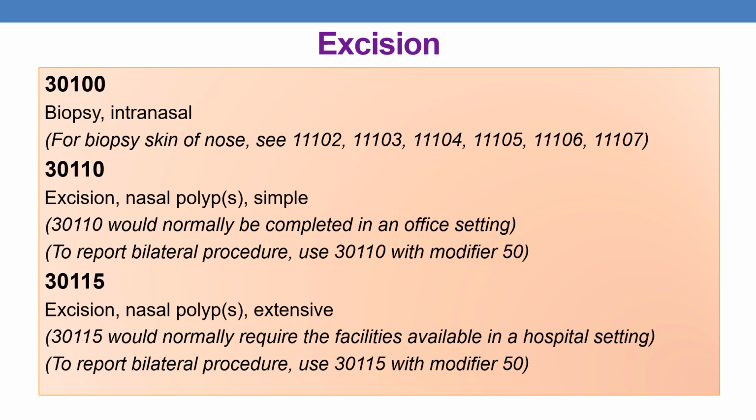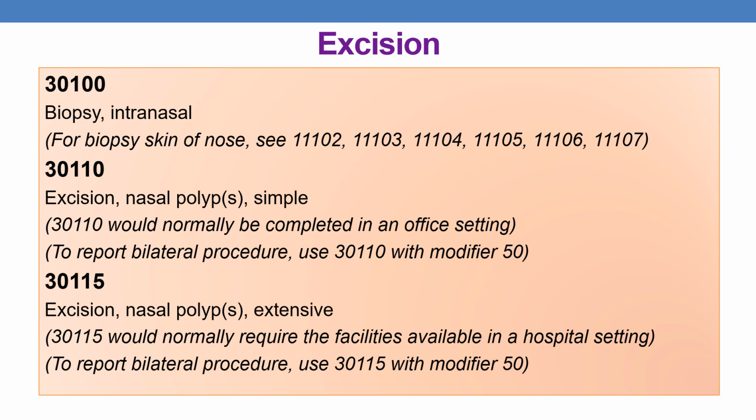Next, coming to excision, the first CPT is 30100. It deals with biopsy intranasal. And for biopsy skin of nose, you need to refer to 11102, 11103, 11104, 11105, 11106 and 11107. And next is 30110, excision, nasal polyp or polyps, simple. 30110 would normally be completed in an office setting, and to report a bilateral procedure, use 30110 with modifier 50.